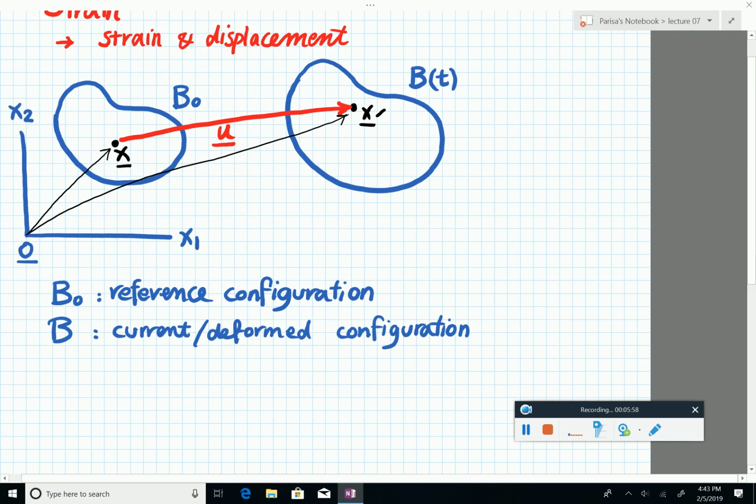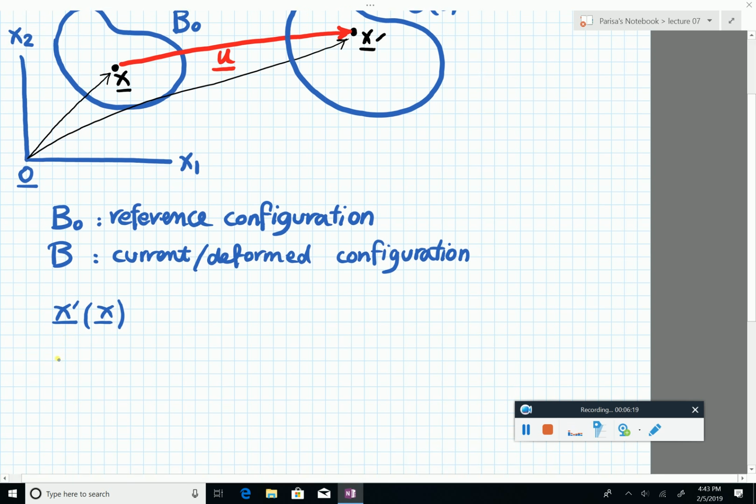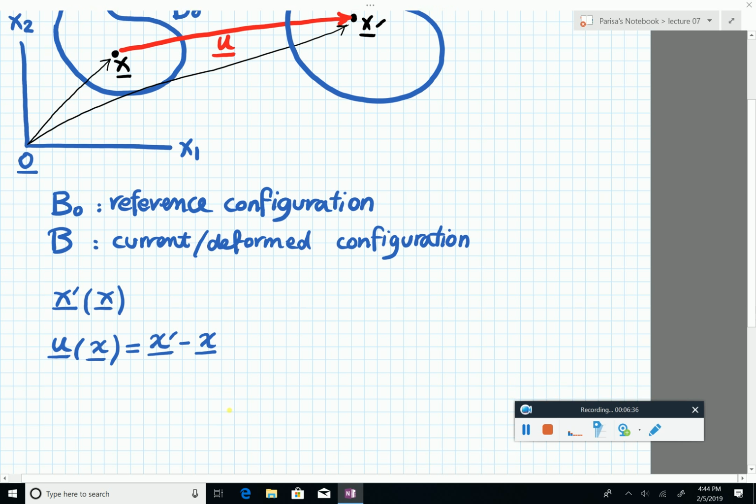So now let's recall some of the things that we had before. X prime is basically the new position, the new particle, and it's a function of x, right? And how do we write this displacement vector? You are all now experts. We said that with points and vectors we use the same notation. So I hope you all agree that we can write this.